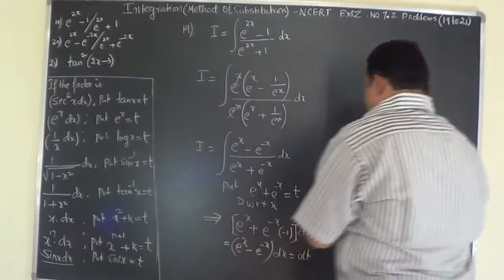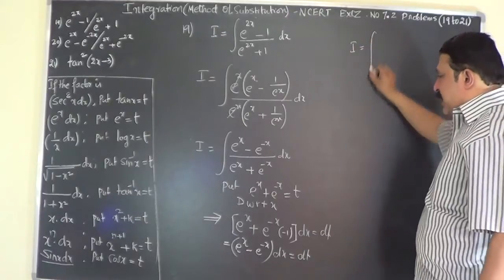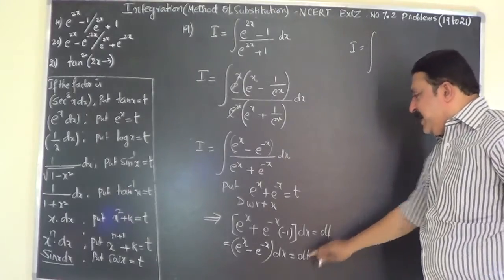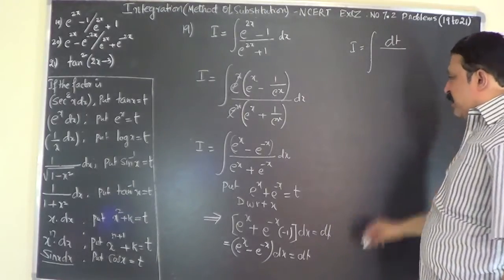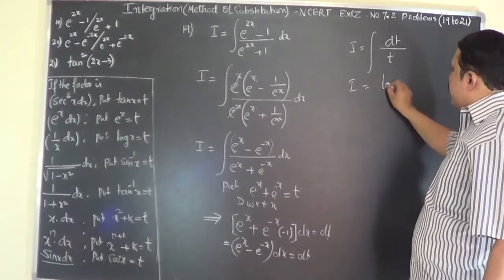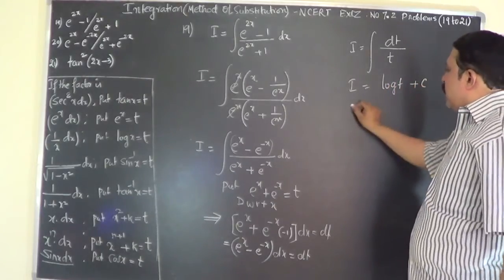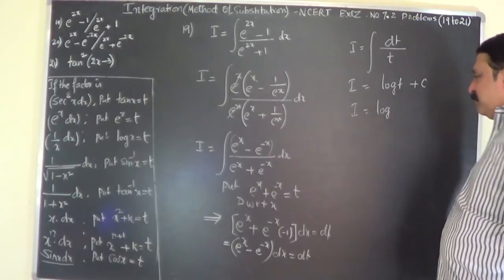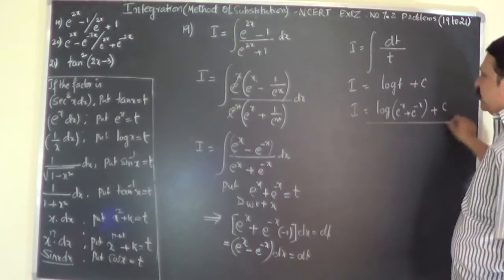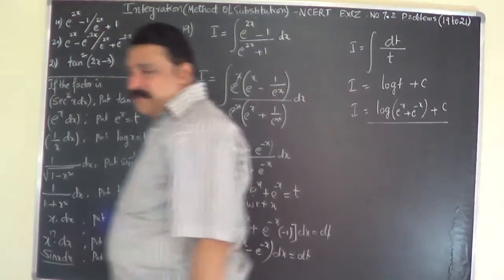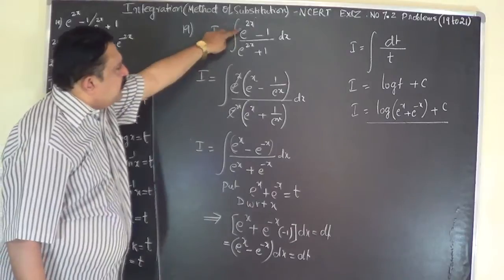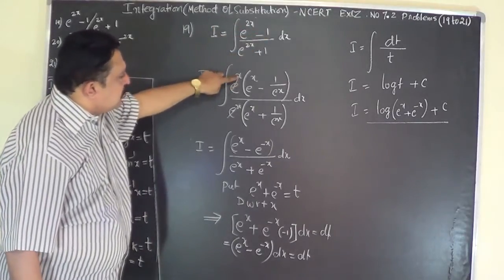So the problem now becomes I equals integral, what is the whole thing in the numerator? The numerator can be replaced by dt, divided by e to the power of x plus e to the power of minus x, which you had put as t. So the integration of this is log t plus c, or I equals logarithm of t, and t is e to the power of x plus e to the power of minus x, plus c. So that's the answer. Okay, so here you have to just note this step. Remember, if there is e to the power of 2x and 1, take e to the power of x common.